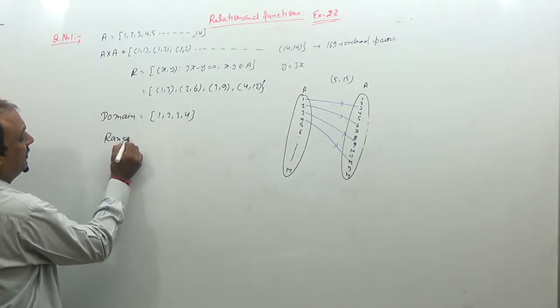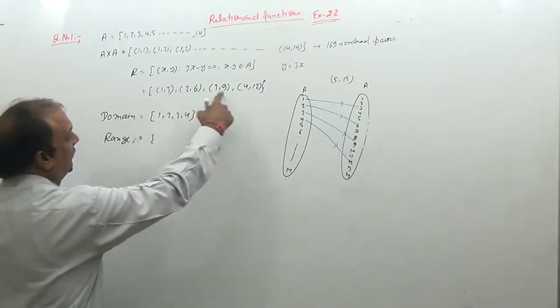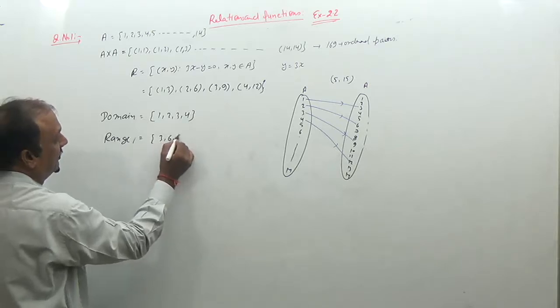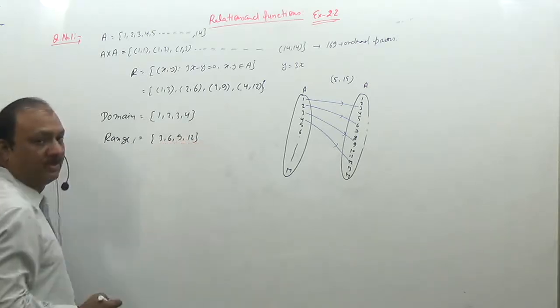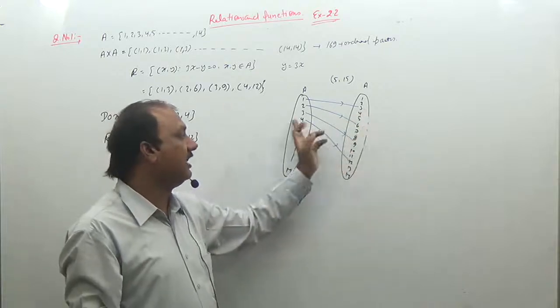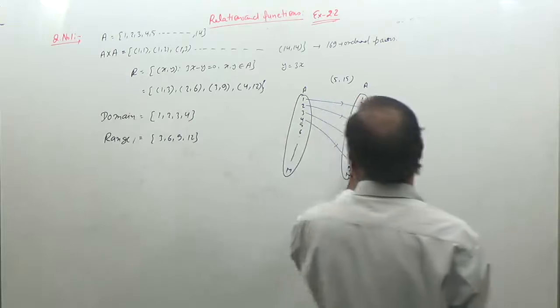Second is range. The second number of each ordered pair of the relation is called range: 3, 6, 9 and 12. और अगर एरो डायग्राम से देखें तो एलिमेंट ऑफ सेट सेकंड विच आर रिलेटेड टू एनी एलिमेंट ऑफ सेट फर्स्ट आर कॉल्ड रेंज, दैट इज 3, 6, 9 and 12.